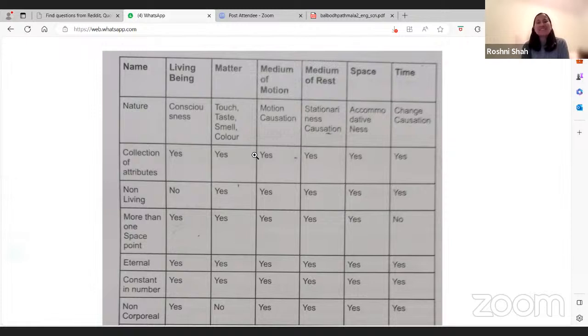So now we are just sitting here and discussing just because there is a medium of rest. So medium of motion and medium of rest are a kind of medium which becomes an instrumental cause in motion and an instrumental cause in getting stationariness.